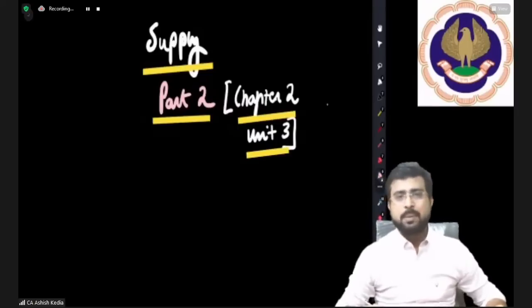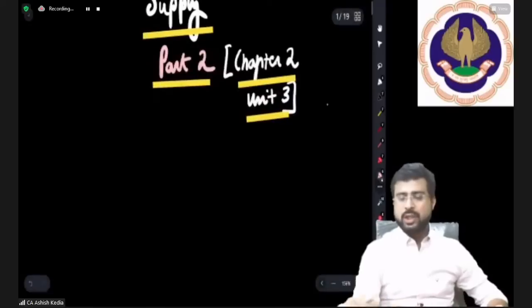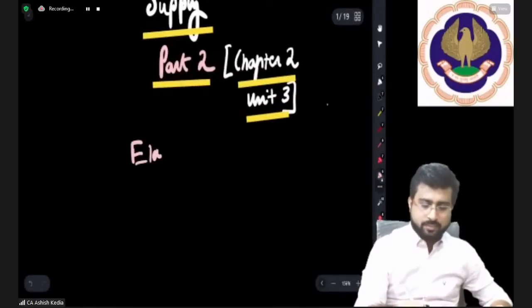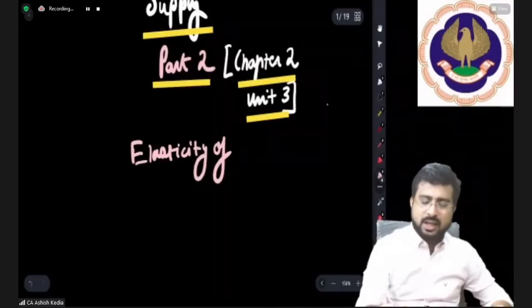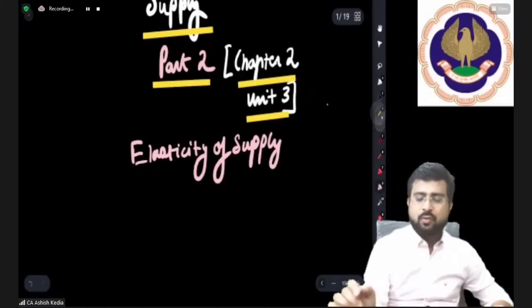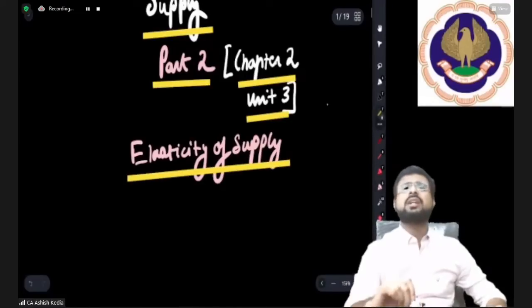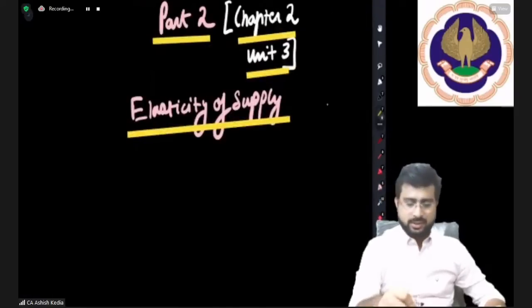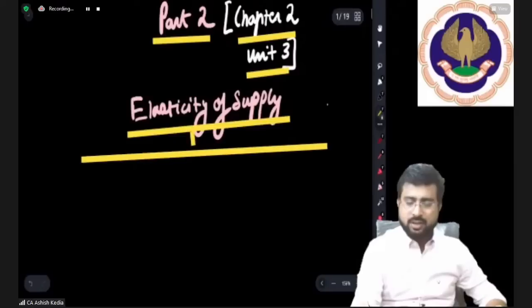Again, like the previous sessions. Okay. So elasticity of supply. Let's go ahead, everybody. Elasticity of supply, my dear friends, is much like elasticity of demand. In case of elasticity of demand, there were a lot of concepts like price elasticity, income elasticity, and so many other things. Here we are expected to know only two things. As far as elasticity of supply is concerned, you are expected to know only two formulas.